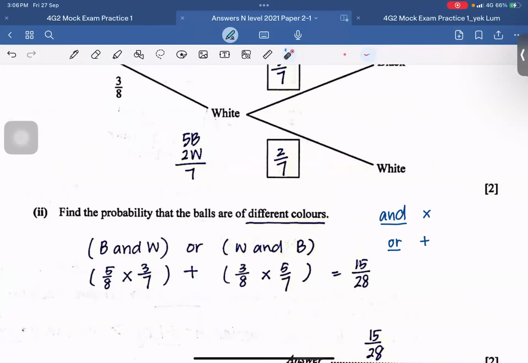The first case that we look at is, for example, a different color. So I can have black and white. Okay, so this is the first possible case. Or a different case. These two cases cannot happen at the same time, so it's not "and", it's "or". So these or these, white and black.